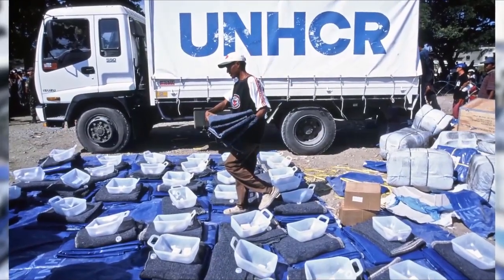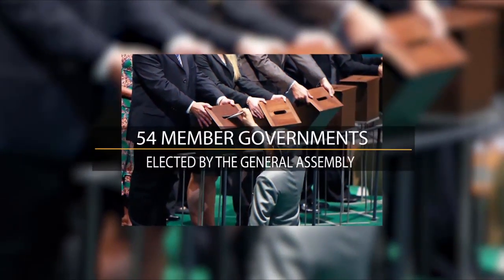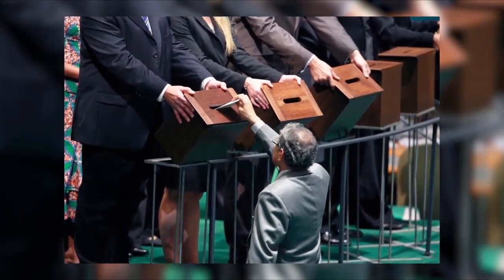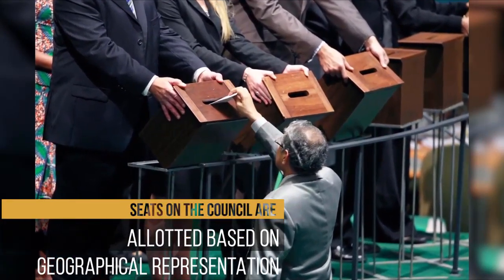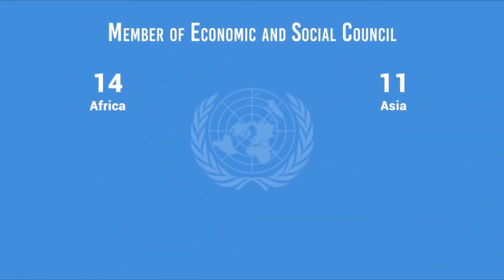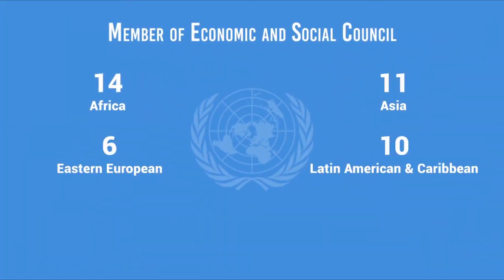The Council's 54 member governments are elected by the General Assembly for overlapping 3-year terms. Seats on the Council are allotted based on geographical representation, with 14 allotted to African countries, 11 to Asian countries, 6 to Eastern European countries, 10 to Latin American and Caribbean countries, and 13 to Western European and other countries.